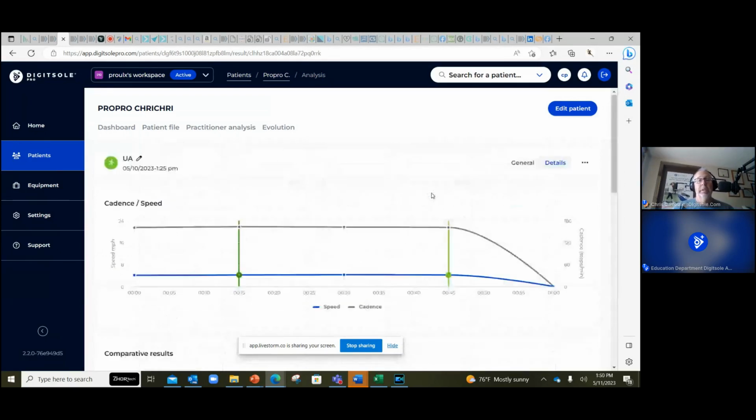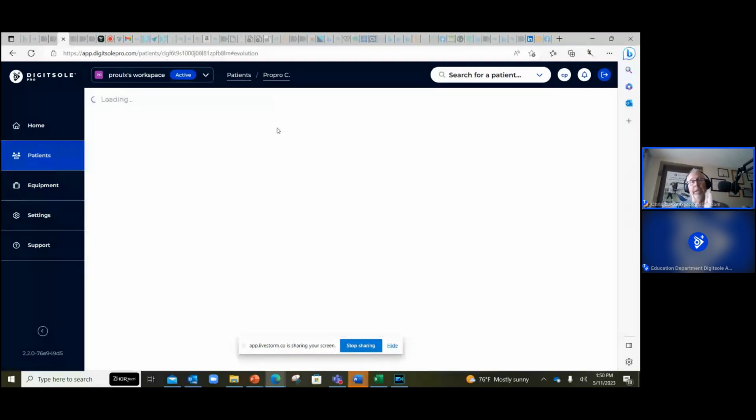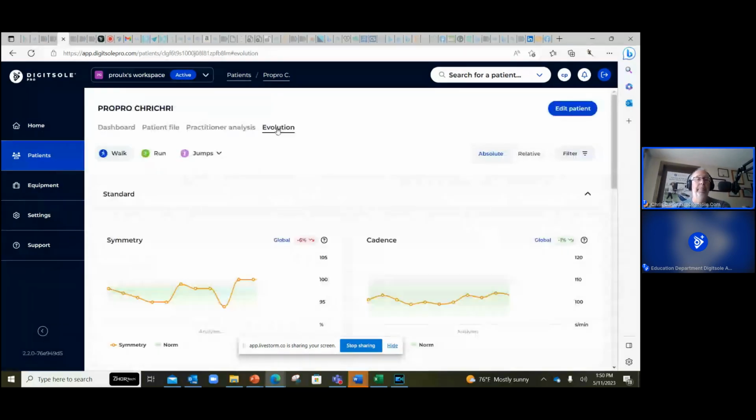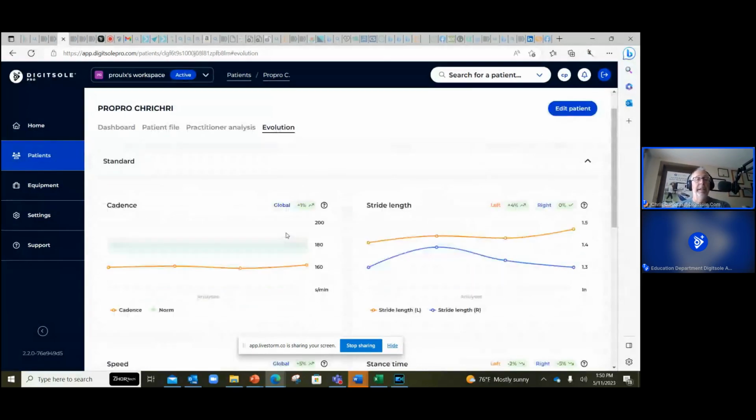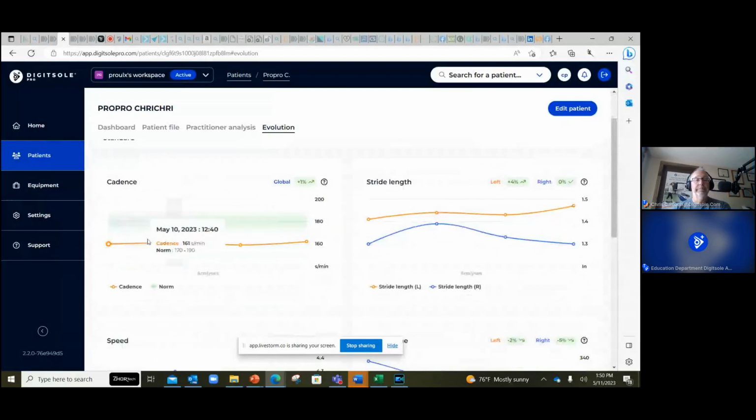Okay. So let's look at the evolution. That's another feature here. And you can look at this for walking, running, and jumping. So let's click on run. So these are the only 4 runs in there. So I've got cadence here. It's the same, right? I'm running on a treadmill.